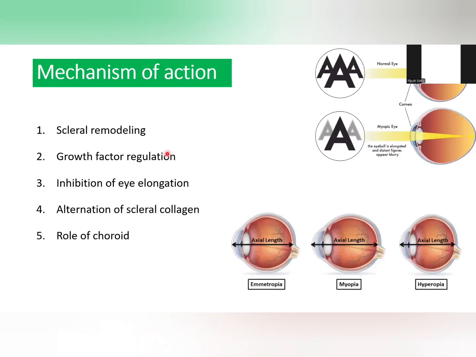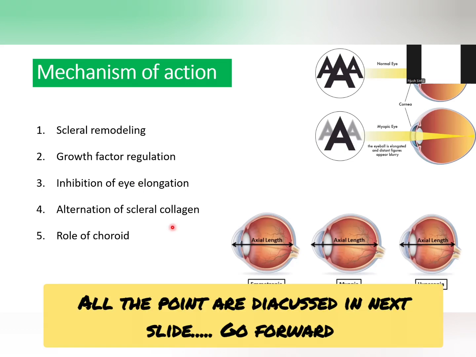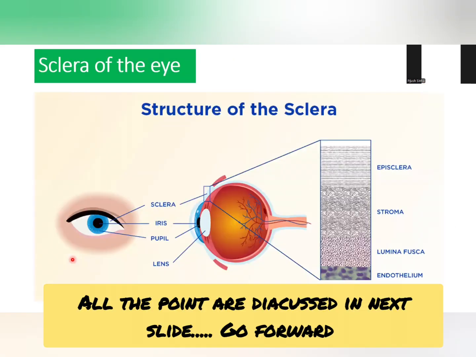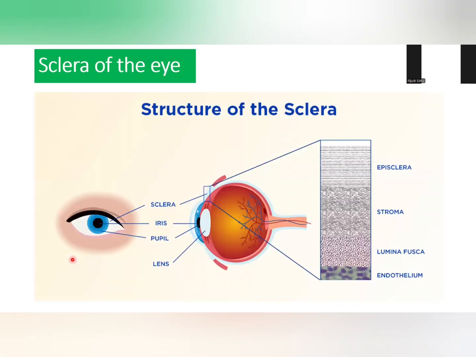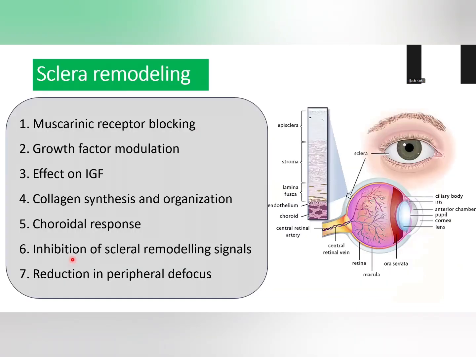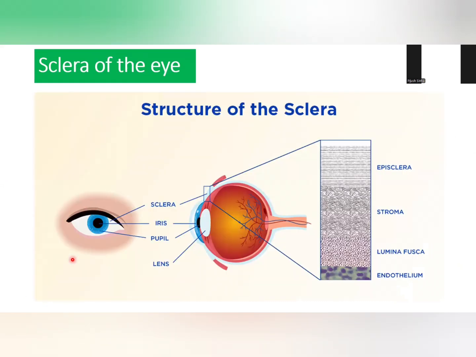So here, this is the mechanism of action of the atropine eye drop on the eye. So it works by scleral remodeling, growth factor regulation, inhibition of eye elongation, alteration of scleral collagen, and the role of the choroid also. So first of all, we will go deep into everything. Okay, so first of all, we will need to understand the scleral remodeling section.